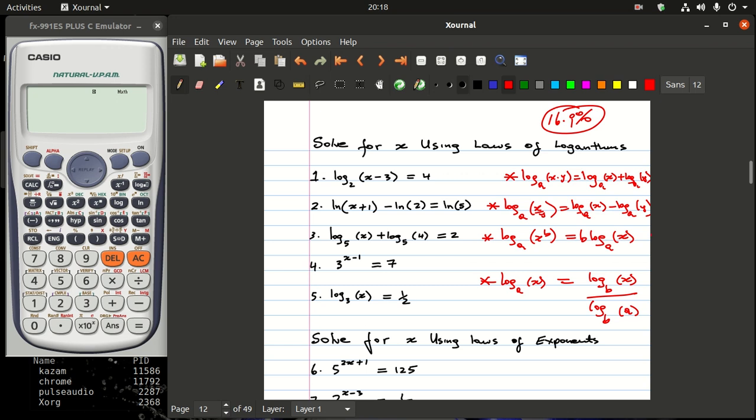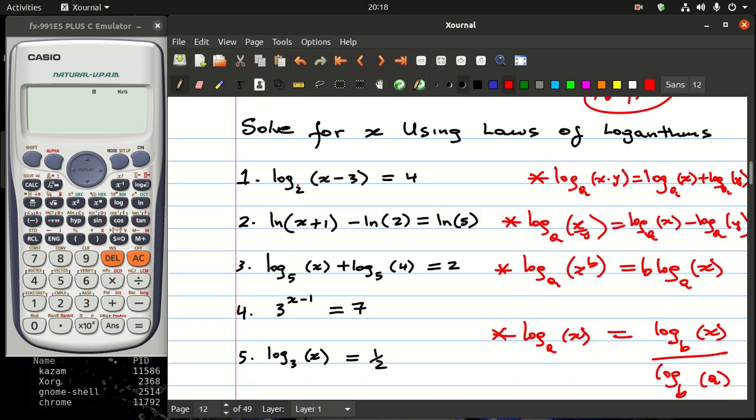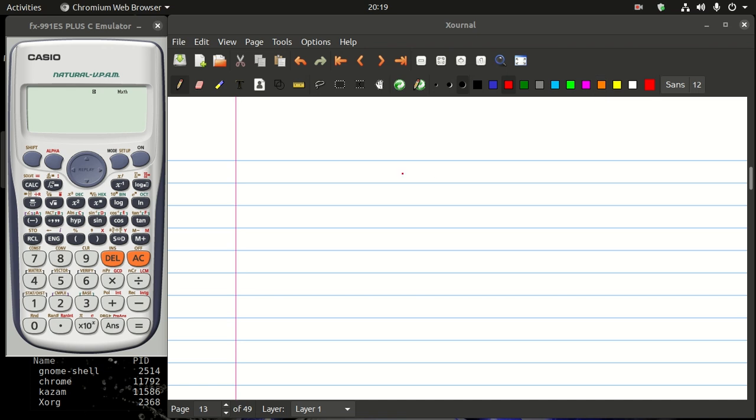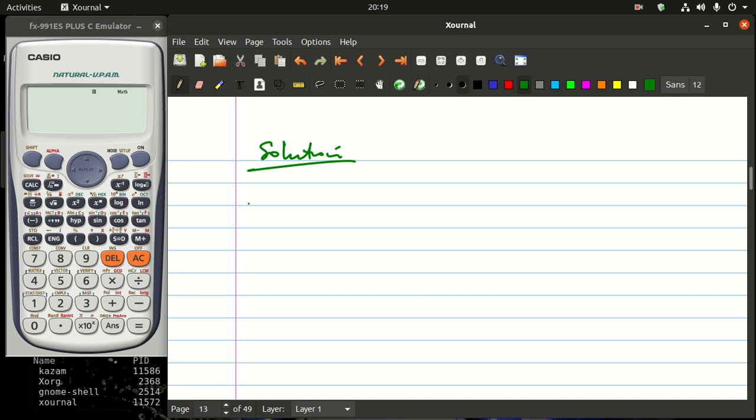So let us try and see if we can solve for x in each of these scenarios. I want to solve for x here, here, here, here, and here. We'll be using laws of logarithms. The first one, these are the solutions, of course. I have my solutions here. So the first problem is saying we have log base 2 of x minus 3 is equal to 4.